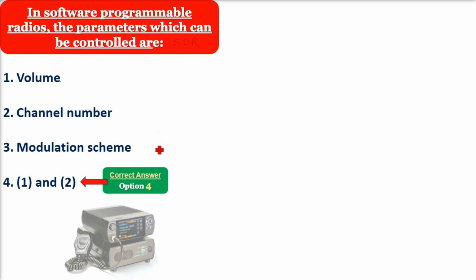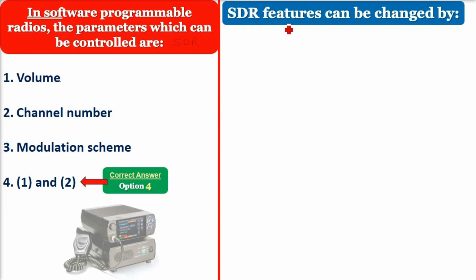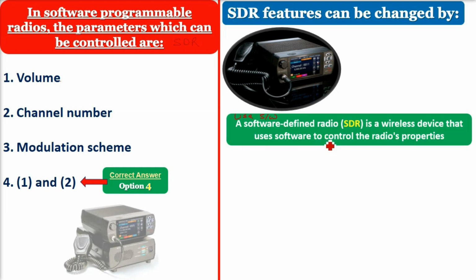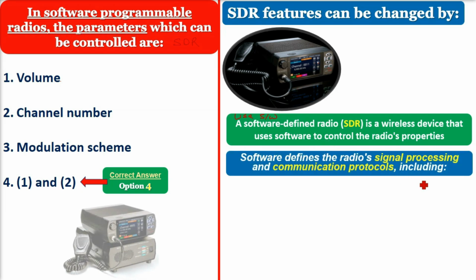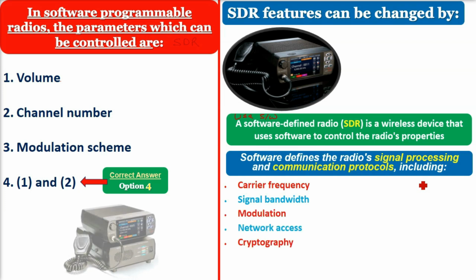So option number 4 can also be 1, 2, 3. So SDR features, we are talking about the parameters, and that can be controlled. All the parameters mostly can be controlled in SDR. SDR stands for software defined radio, which is a radio communication system that uses software to process signals. This software defined radio is a wireless device that uses software to control the radio's properties, parameters and attributes.